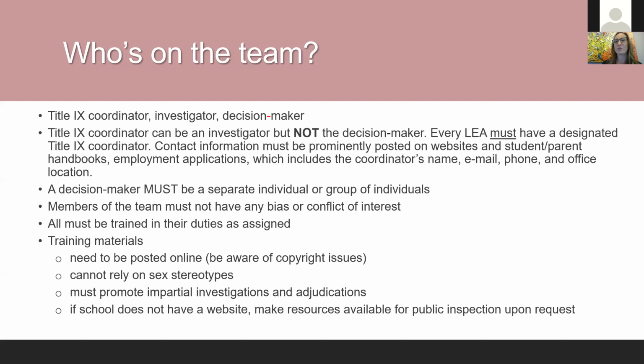All right, so we're going to look at who's on the team. And this is going to present a great challenge. Our larger districts might have the money and staff to fill all of these positions. And remember, they're going to be strict on these, so they're going to have to troubleshoot how to do this. On the team, you have the Title IX coordinator, an investigator, and a decision maker. In circumstances where it's hard to put together three different people, like in a rural area or a charter school, the Title IX coordinator can serve as an investigator. They cannot serve as a decision maker.